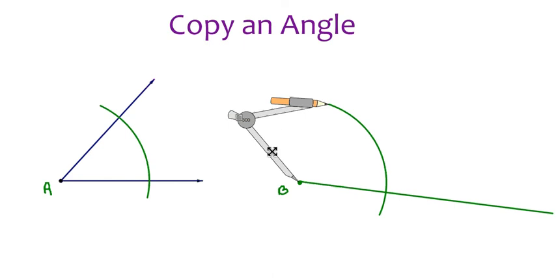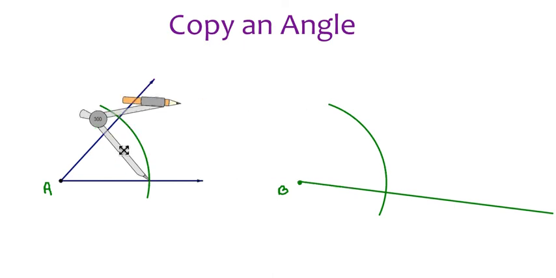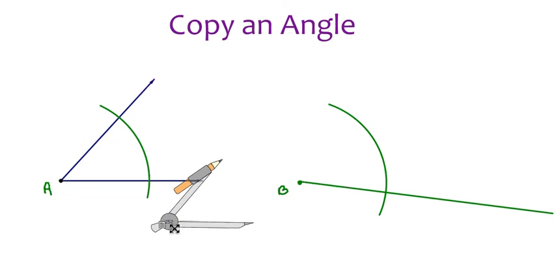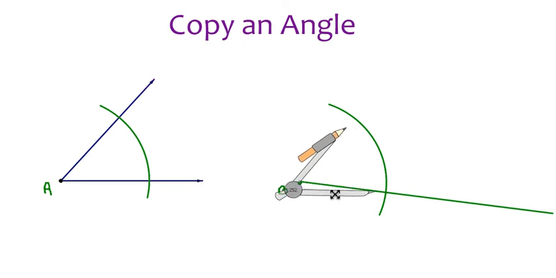Next, I'm going to go ahead and measure the span of this angle so we can see how far apart these 2 points are. Okay, and my compass is telling me the distance between the pointed end and the pencil is 252 units. So let me try to recreate that distance over here.